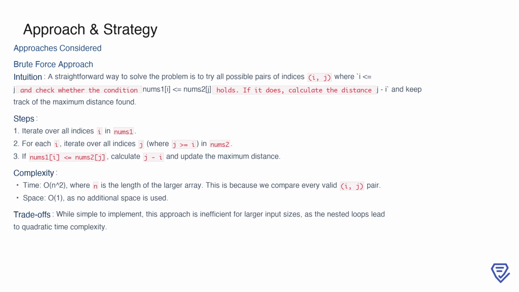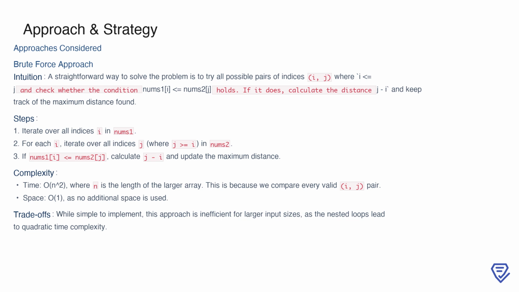The process involves iterating over every index i in nums1 and, for each i, iterating over all valid indices j in nums2. While this approach is straightforward to implement, its main drawback lies in its inefficiency. Since it involves a nested loop structure, the time complexity is O(n squared), where n is the length of the larger array. This quadratic complexity makes the approach impractical for large inputs.